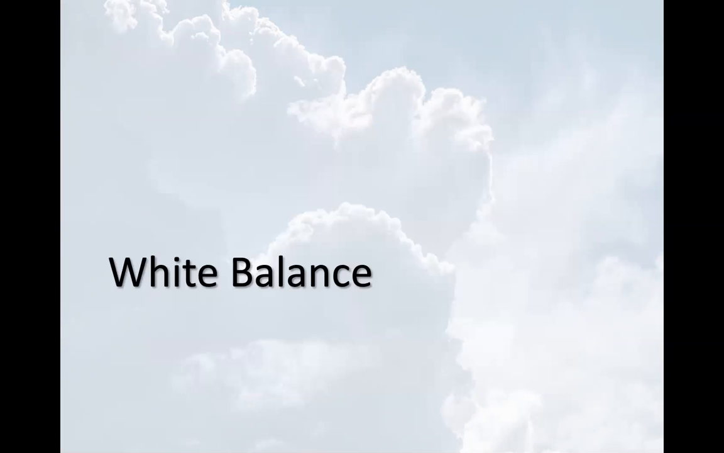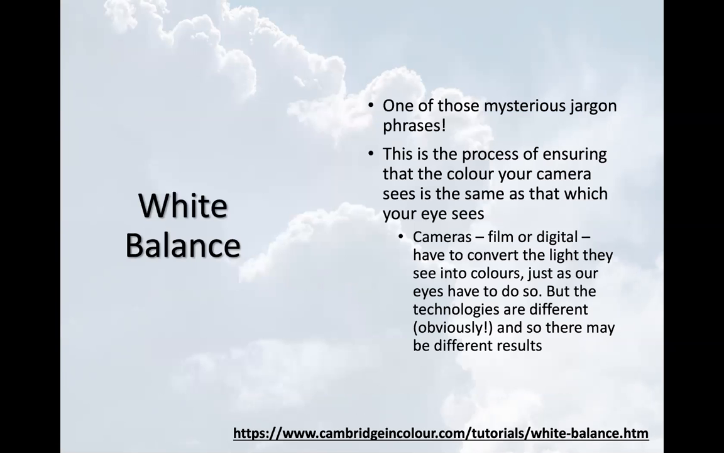White balance. Another jargon. This is the process of ensuring that the colour your camera sees is the same as that which your eye sees. Cameras, whether film or digital, have to convert the light they see into colours, just as our eyes have to do. But the technologies are different, obviously. So your eyes have a brain to work on, your cameras have got electronics to work on. And so the way it changes things may result differently.